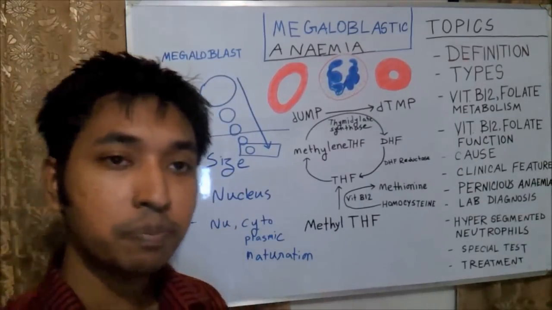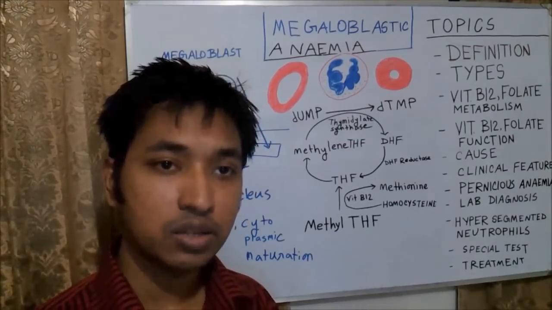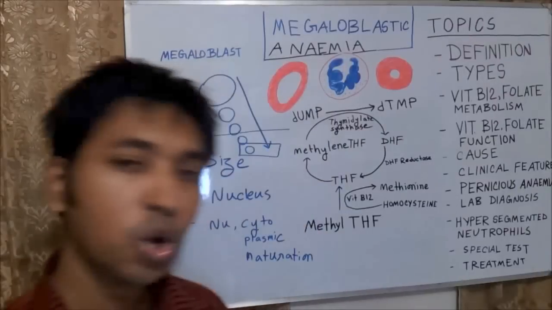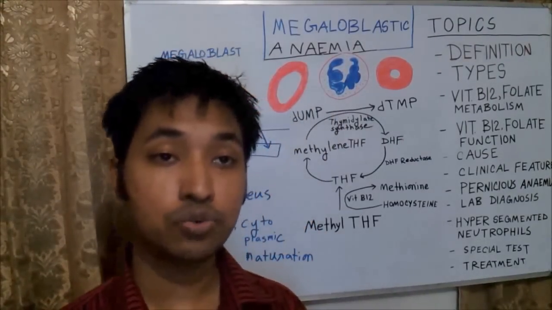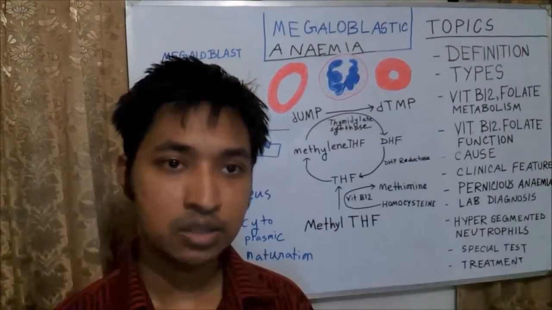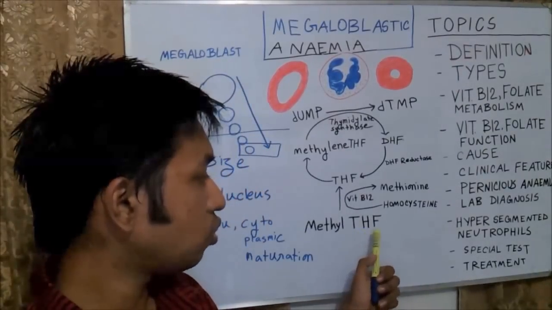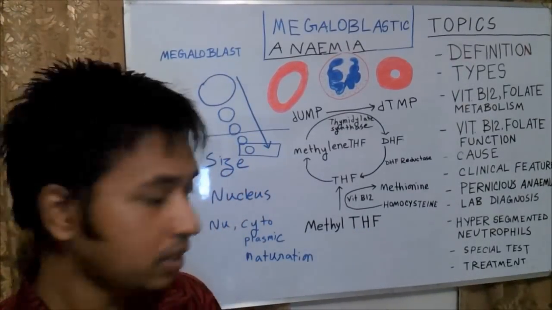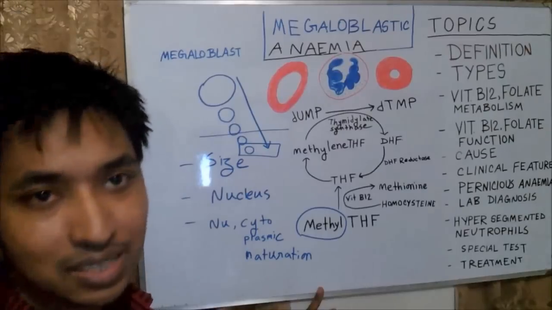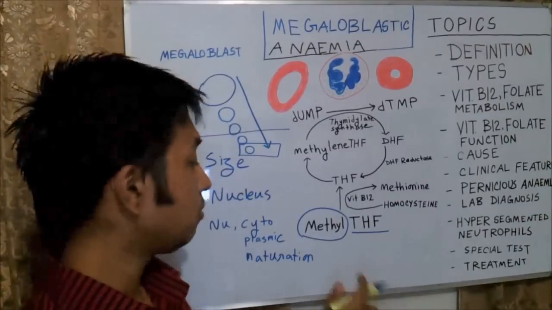So now we will go deeper and I will try to explain how vitamin B12 and folate deficiency impairs DNA synthesis. Okay, so always remember, tetrahydrofolate is important for DNA synthesis. After taking food containing folate, it converts into methyl tetrahydrofolate in the blood. Okay, but this methyl group is not good for DNA synthesis. So tetrahydrofolate will try to remove this methyl group.